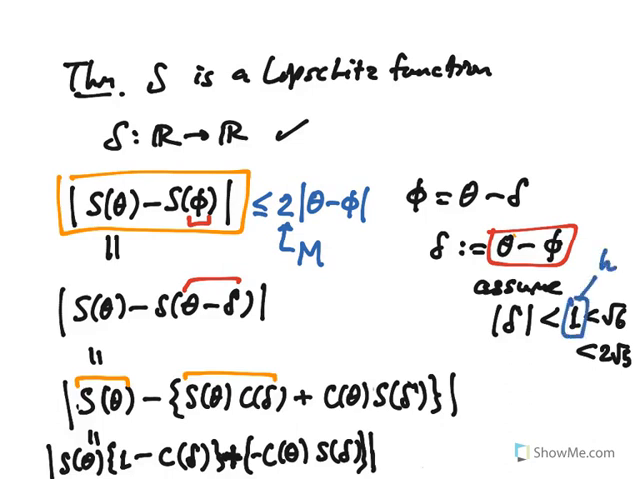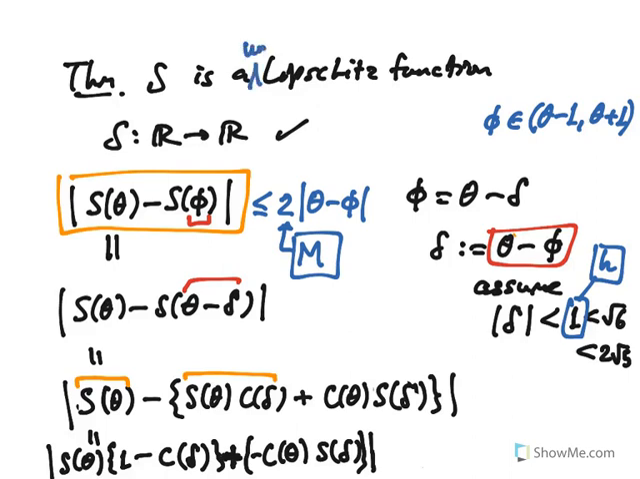As long as phi differs from theta by at most 1, so phi is in the interval theta minus 1 to theta plus 1. So it turns out that the H and the M are universal in the case of the capital S function. H can be taken as 1, and M can be taken as 2 for every theta. Whereas in general, the M and the H will possibly depend on theta. So not only is capital S a Lipschitz function, it's what we can call a uniformly Lipschitz function. We don't really need that, but it's an interesting fact. The H and the M can be taken to be universal constants, totally independent of theta.